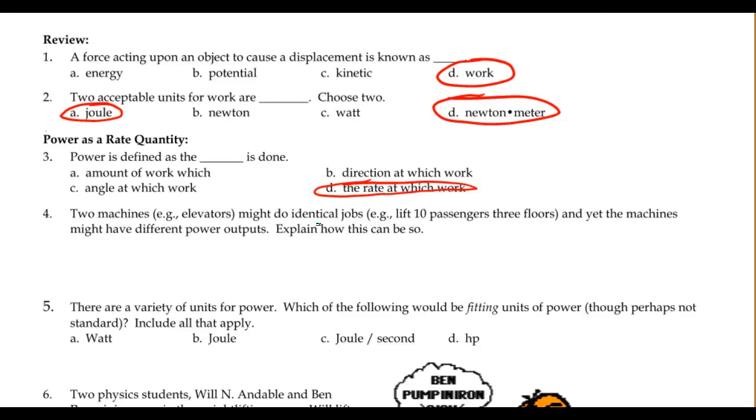If two machines do identical jobs, do the same work, yet they have different power inputs, how could that possibly be so? Well, again, power is not just work, it's work divided by time. So if one machine does the work in less time, even though they change the same amount of energy, the one that does it in less time has more power.